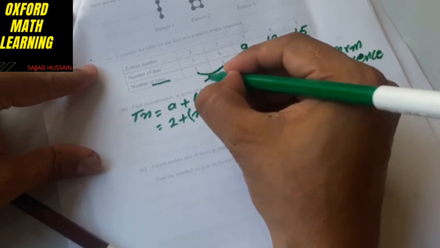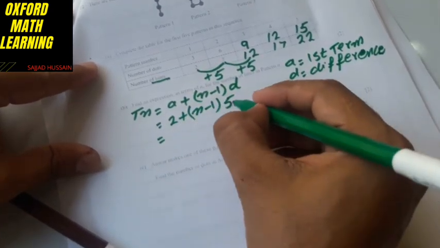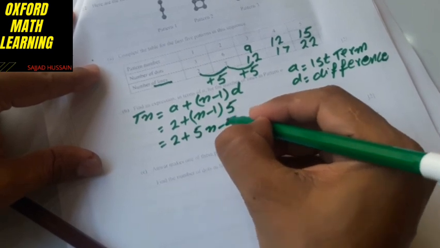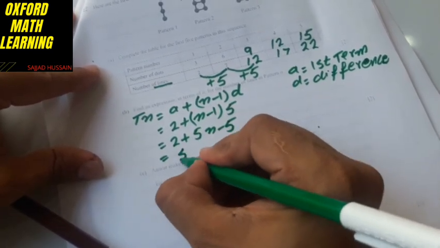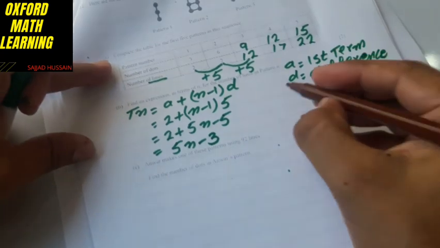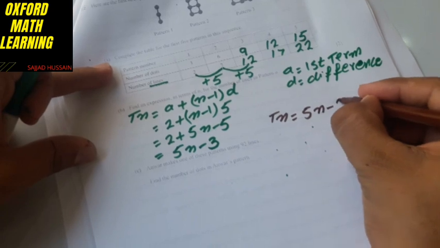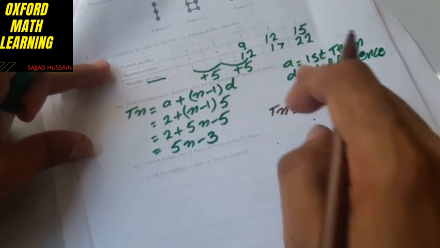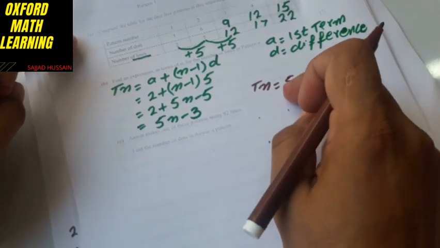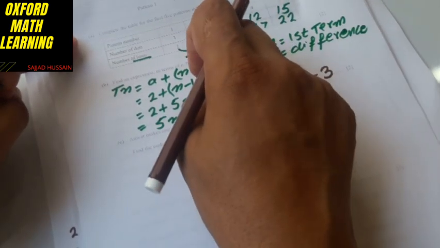So 2 plus (n minus 1) into 5. We can open the bracket: 5 multiplies with n minus 1 to give 5n minus 5. So the formula becomes 5n plus 2 minus 5, which is 5n minus 3. So Tn is equal to 5n minus 3 for the number of lines. We can check by putting n as 1: 5 into 1 is 5, minus 3 is 2. If we put 2, 5 into 2 is 10, minus 3 is 7.